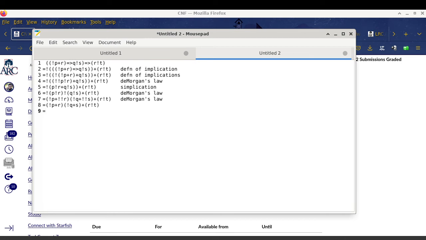All right, so at this point, I can apply distribution. So we can apply distribution by saying not P or R, and not Q or S. Oh, okay, never mind. Okay, let me think about this.